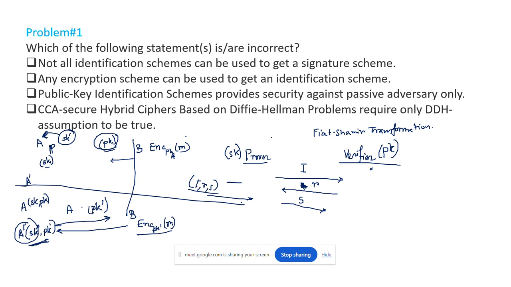And not necessarily, if you have an encryption scheme you may use its underlying hardness assumption to build an identification scheme, but it is not exactly that an encryption scheme can be transformed into an identification scheme. In some cases it may be possible, in some cases it may not be. Like for identification scheme to signature scheme, I said that it is always possible to transform one into the other.